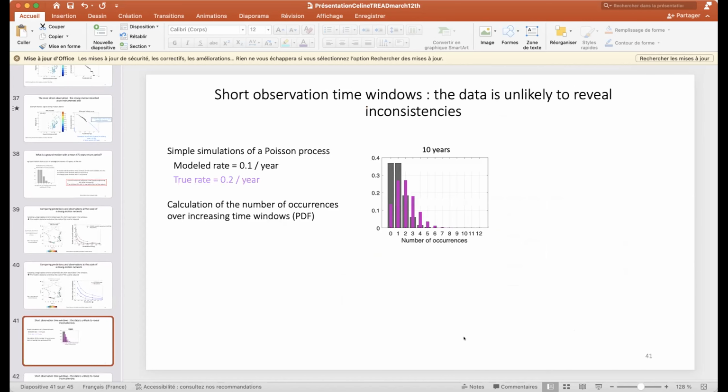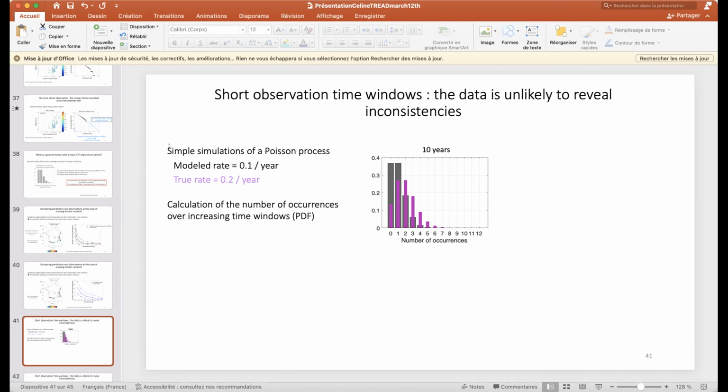So with simple Poisson simulations that I illustrate here, it's possible to grasp part of the problem. Here I consider a Poisson process that occurs with an annual rate of 0.2 per year. So it means one occurrence every 5 years on average. The model predicts 0.1 per year, so half the true rate. It's underestimating the true rate.